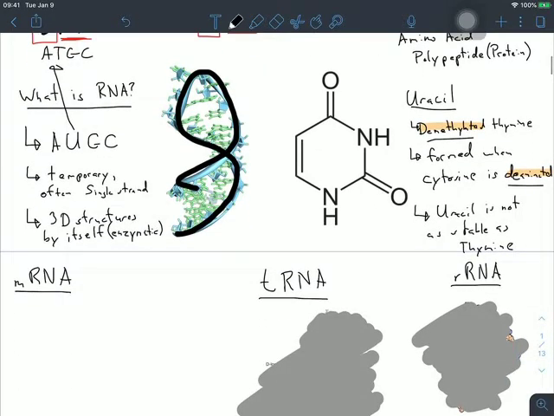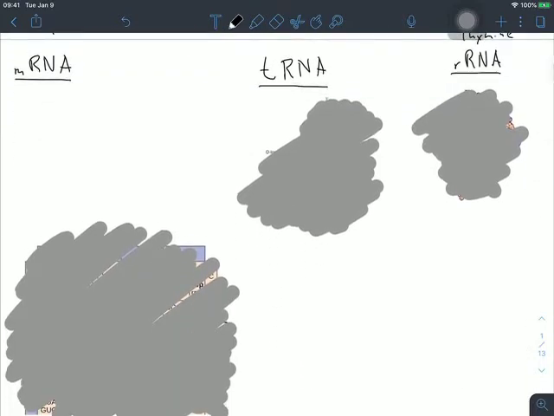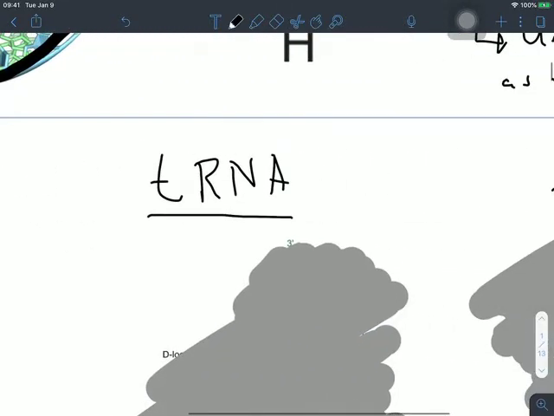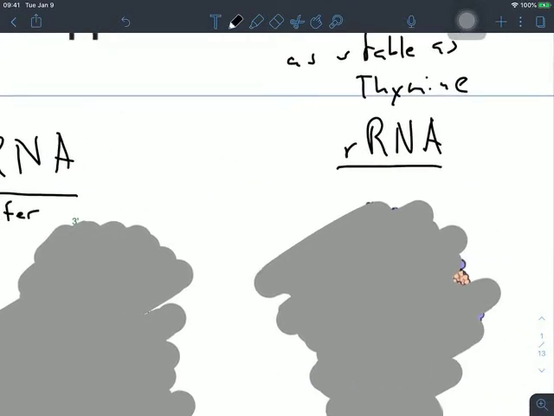Obviously, by the writing on the bottom of this page, you can see that there are 3 different types of RNAs. So let's take a look at these 3 different types now. The 3 different types of RNAs are messenger RNA, or mRNA, named appropriately because it carries messages. Transfer RNA, or tRNA, because it carries amino acids. And ribosomal RNA, because it is the structural piece of a ribosome.